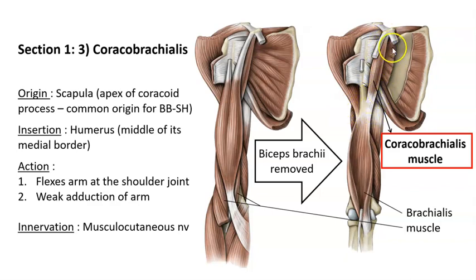Bila dia contract sini, apa yang akan bergerak? Of course lah shoulder joint kan. Bila you contract, you will flex your shoulder joint here. And then dia pun due to its position, it has some role in adducting your arm, but not a main adductor lah. Yeah? And all these muscles, biceps brachii, coracobrachialis, brachialis muscle, are innervated by the musculocutaneous nerve.